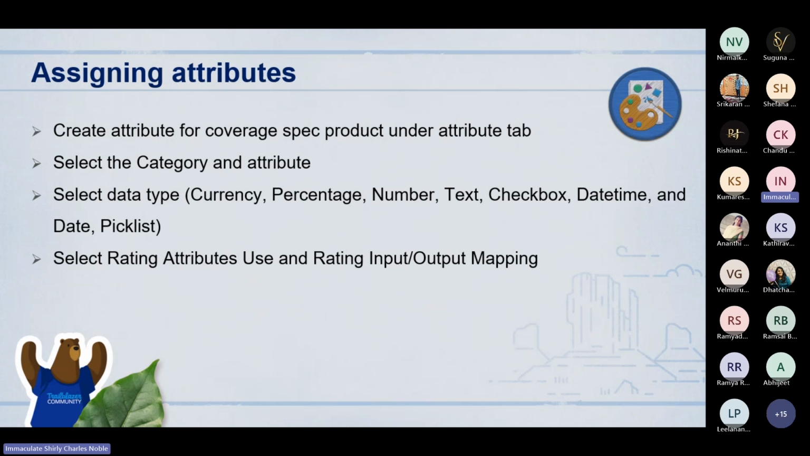So this is assigning attributes. We'll see this in our demo. We cover this in the demo session. It is nothing but linking our attributes with our coverage specification product. For that, it will ask for the category and attribute name, and it will ask us to select the data type. You can select the data type as currency, percentage, number. Based on your requirement, you can choose the data type. And the last one is the rating attributes. It is nothing but whether I'm sending these values as an input or output to my calculation procedure.